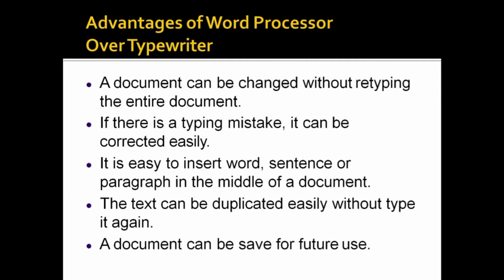After that, here are some advantages of a word processor. A document can be changed without retyping the entire document. If we want to change a particular document, we don't need to retype it. We can just save it again with another file name. If there is a typing mistake, it can be corrected easily. It is easy to insert a word, sentence or paragraph in the middle of a document. If we want to insert any sentence, word or paragraph in the middle of our document, we can easily insert it.